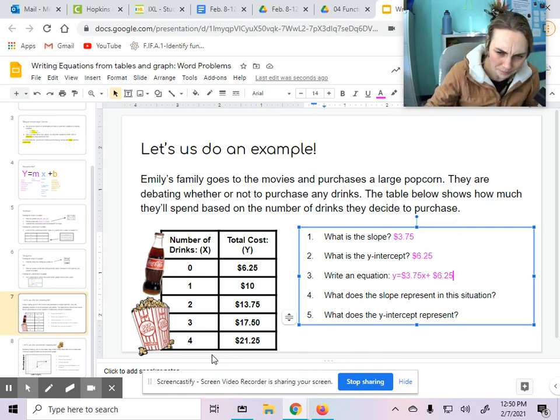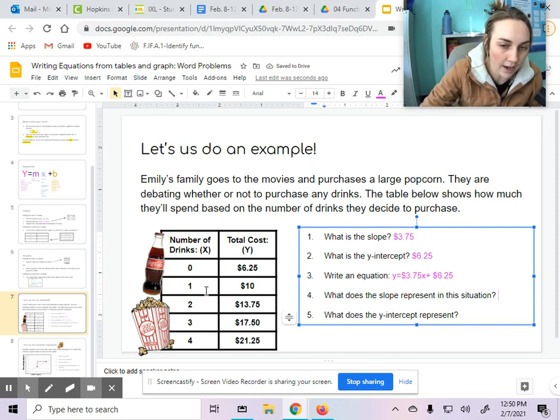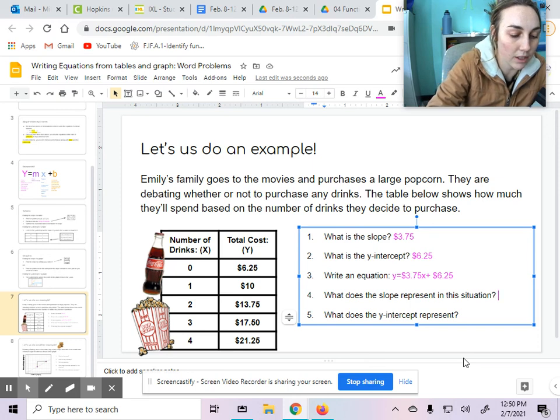Now we need to figure out, well, what does the slope represent in this situation? Well, if we look back at our table, we could tell that our slope in this situation was 3.75. So what the slope was how much money each drink costs. Each drink costs $3.75. So that is our slope in the situation.